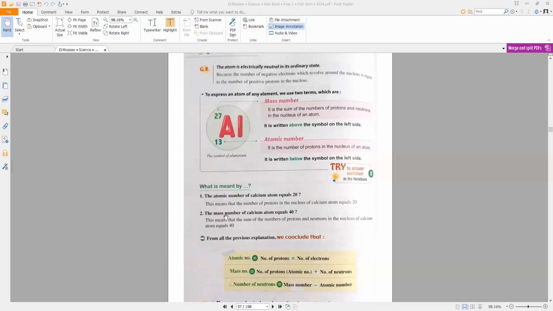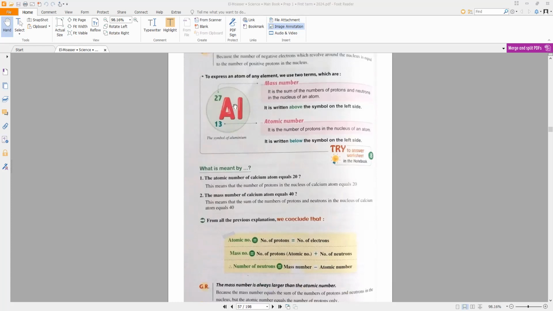I mean the total number, or the sum of the numbers of protons and neutrons inside the nucleus of calcium atom equals 40. So if I ask you what is meant by atomic number, you will tell me the number of protons equals this number. If I ask you what is meant by mass number, you will tell me the total number of protons and neutrons equals this number.